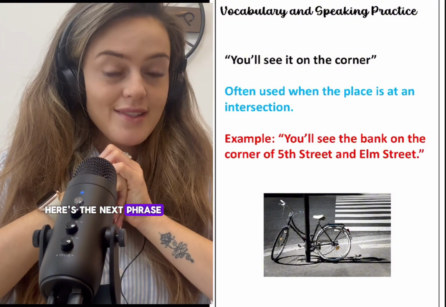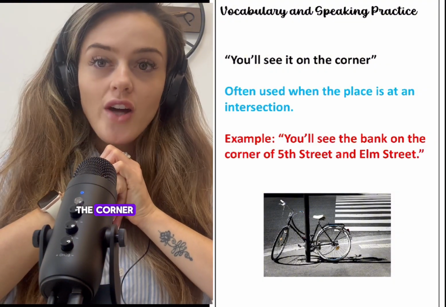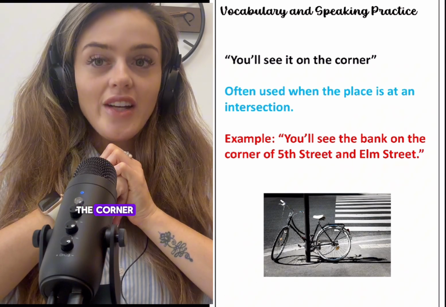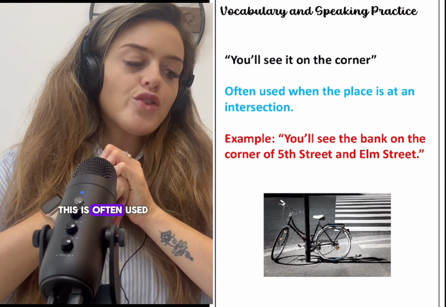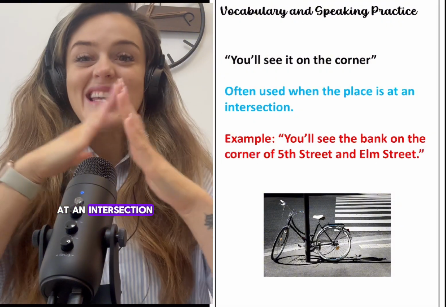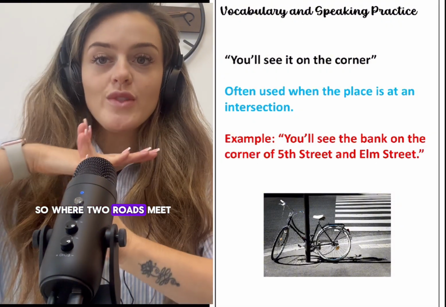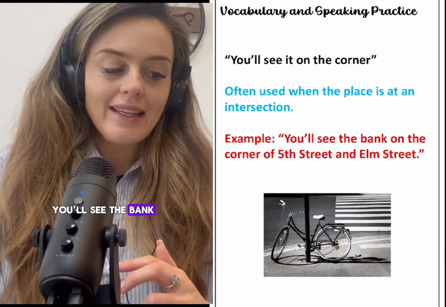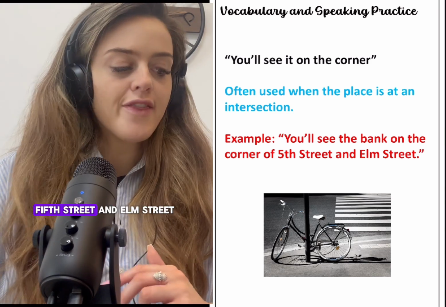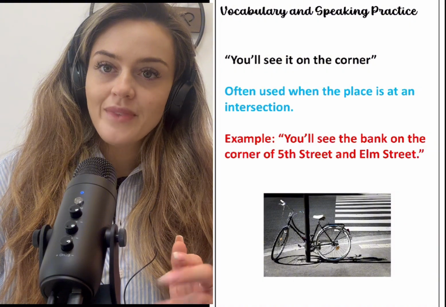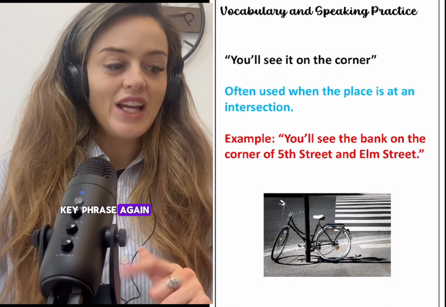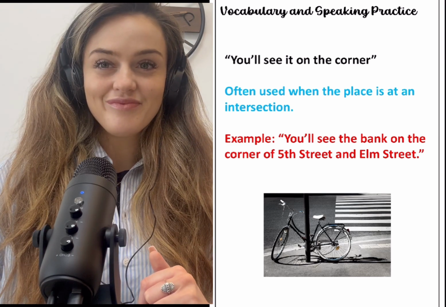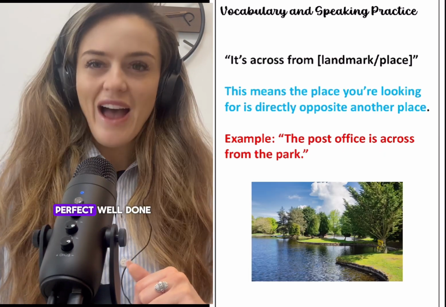Here's the next phrase. You'll see it on the corner. I'll say that again. You'll see it on the corner. This is often used when the place is at an intersection, so where two roads meet. For example, you'll see the bank on the corner of 5th Street and Elm Street. I will say the key phrase again. You'll see it on the corner. Your turn. Perfect. Well done.